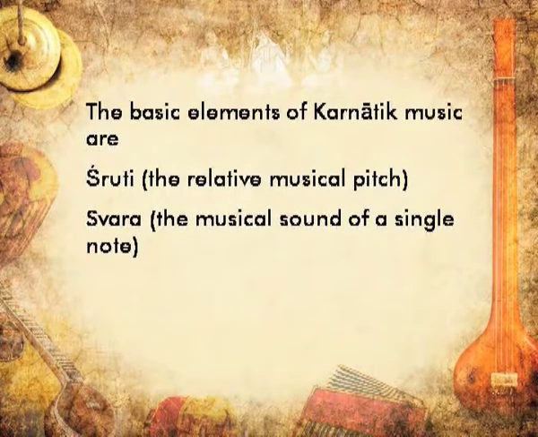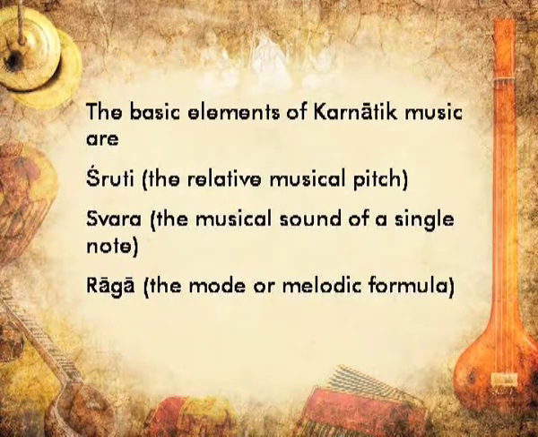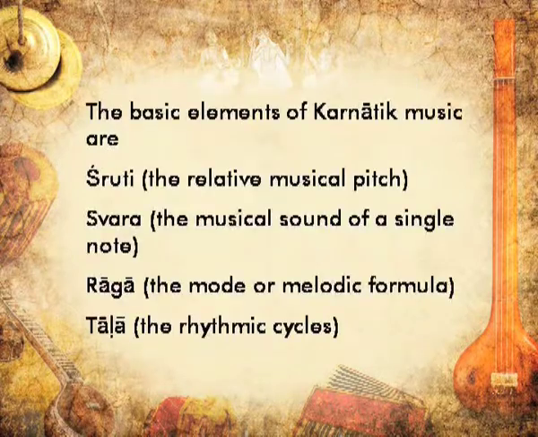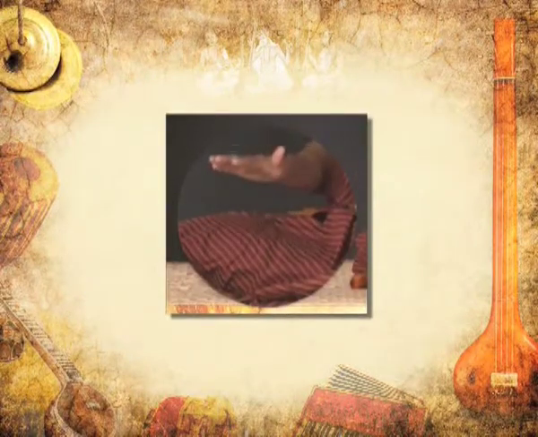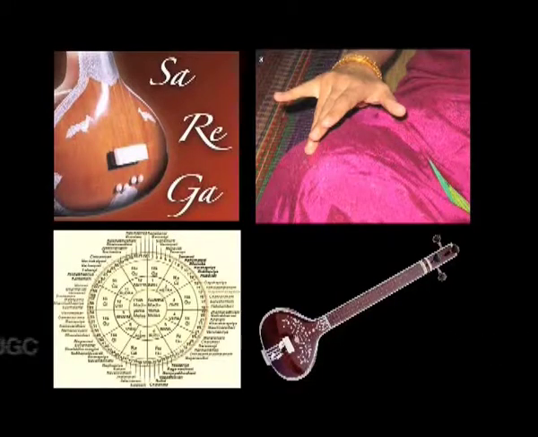Swara, the musical sound of a single note, Raga, the mode or melodic formula, and Tala, the rhythmic cycles. These form the foundation of improvisation and composition in Carnatic music.